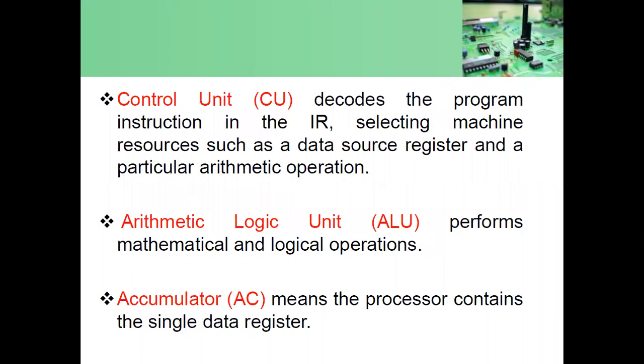Next is the control unit. Everybody knows about the control unit. The control unit is used for decoding the program instruction in the IR, and selecting the machine resources such as the data source register and a particular arithmetic operation. All the controlling part is done by the control unit. The most important thing is that it is used for decoding the instruction, selecting the resources, and performing the arithmetic operation.